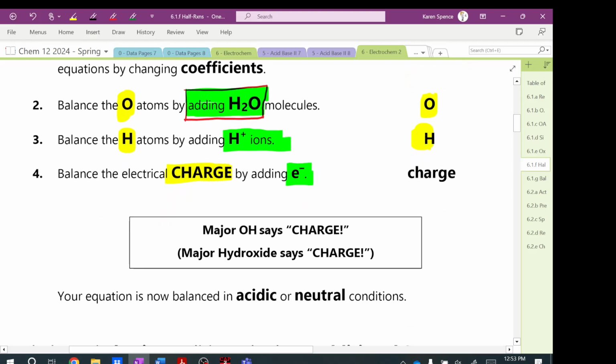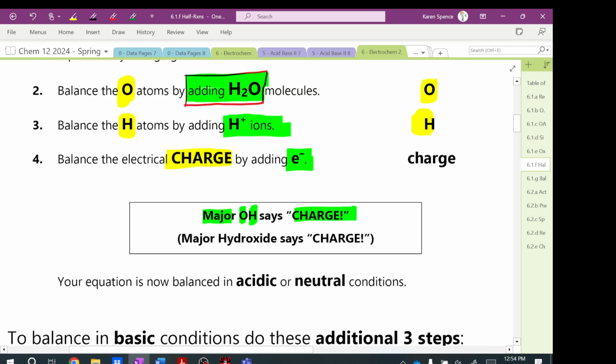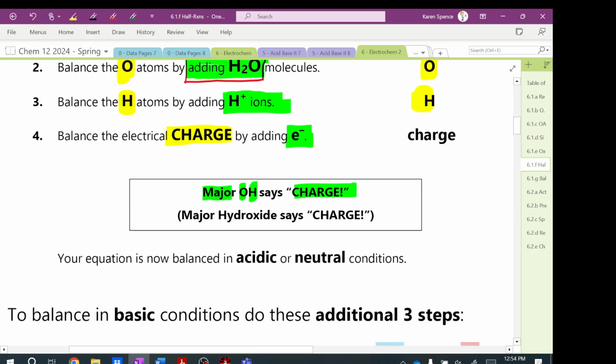Now, little memory device, also known as a mnemonic device. Major hydroxide says charge. Okay, I don't know why he says that, but it's okay. That means balance the major atoms first, and then balance oxygen, then balance hydrogen, and then balance the charge last. Okay, so major OH charge. This will balance your half reaction in acidic or neutral conditions. We'll talk about basic conditions later. Okay, and this is just one step along the way. Eventually, we're going to be balancing the whole redox reaction, but step one is to be able to balance the half reaction.